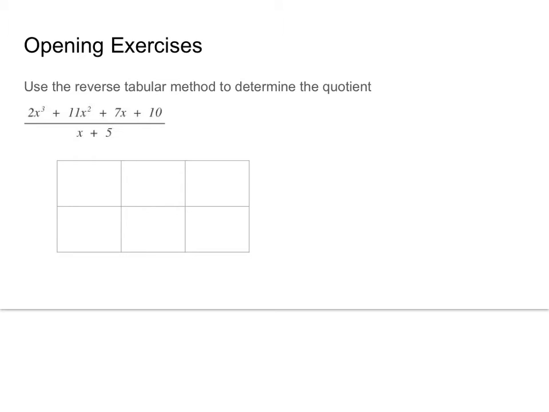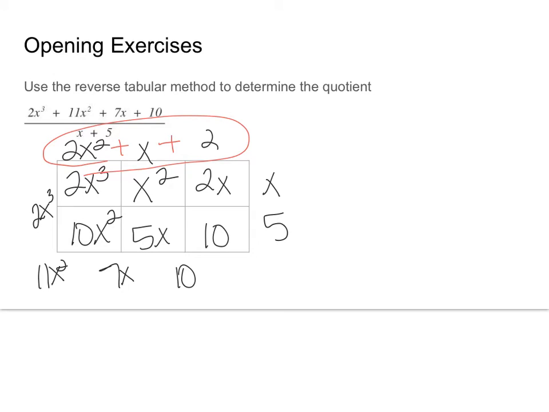First of all, let's do a little review. Use the reverse tabular method to determine the quotient. Okay, I'm going to push pause because remember this is sort of like your warm-up. And there we have our quotient. Okay, push pause, check it out, and write down any questions you might have.